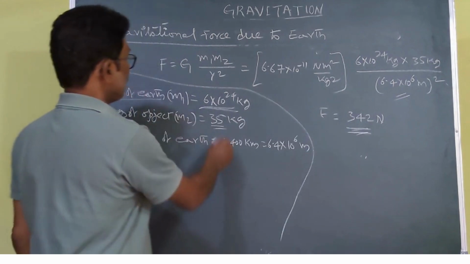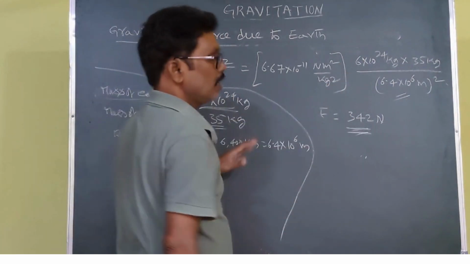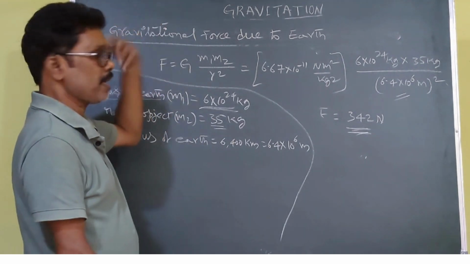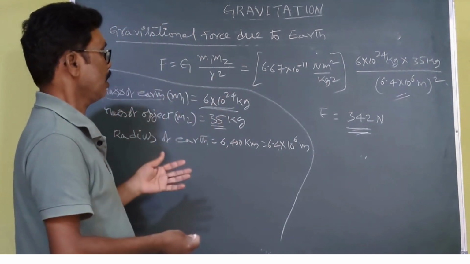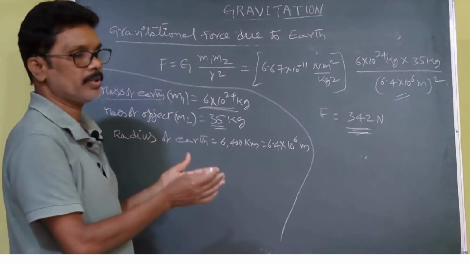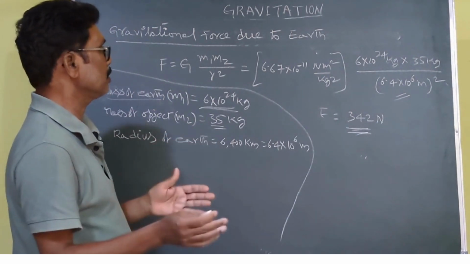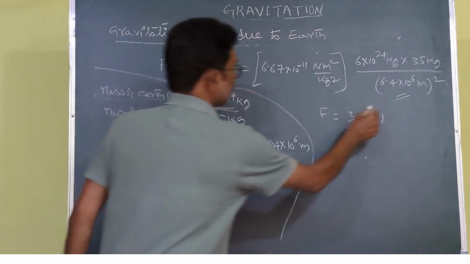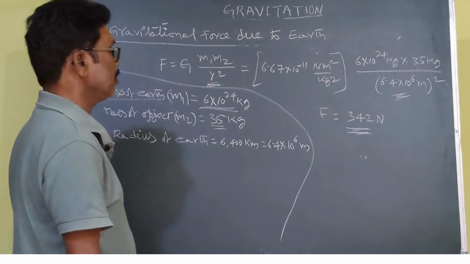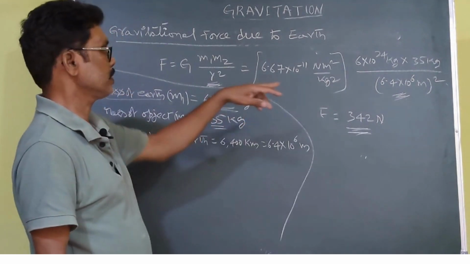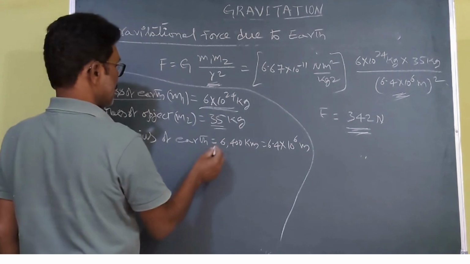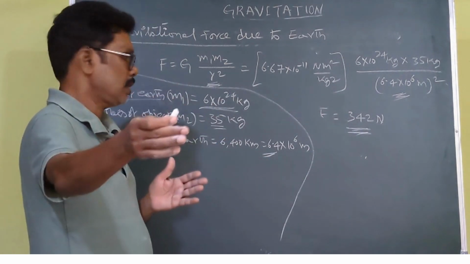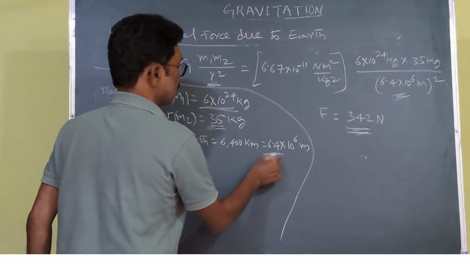Of course, unless we move to space or the moon, the distance between any object on this earth and the earth is nothing but the radius of the earth. That's why I have taken 6.4 times 10 to the power of 6 meters. Any object on this planet, we can consider the radius.